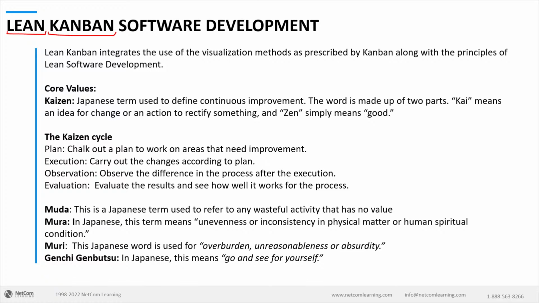So Lean Kanban integrates the use of visualization methods as prescribed by Kanban, along with the principles of lean software development. What's going to be the core value? Core value is to follow Kaizen. Kai means an idea for change, and Zen simply means good. So continuous improvement.